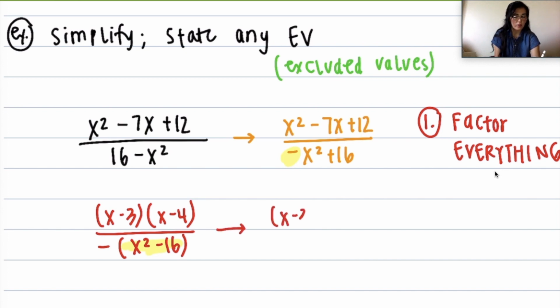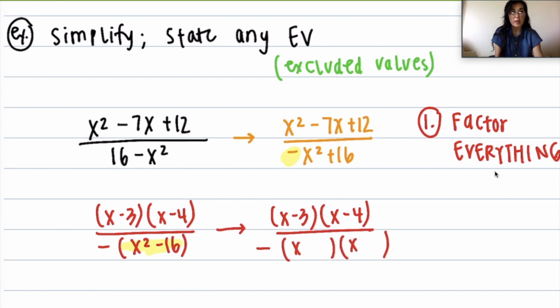So again, factors on top were x minus 3 and x minus 4. On bottom, again, we factored out that negative, so keep it there. If you guys remember difference of squares, that's when we have our square root of x squared, which is x, square root of 16, which is 4. And then remember, they're going to be opposite in sign, so plus and minus. All right, here is where our next step is going to come into play, though.